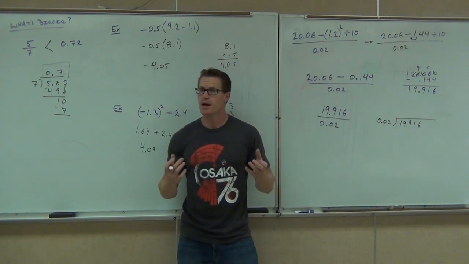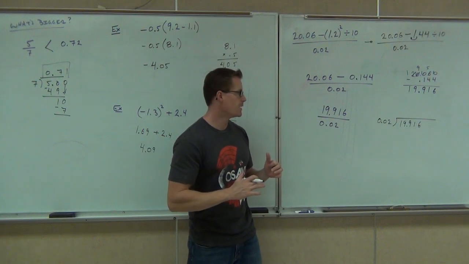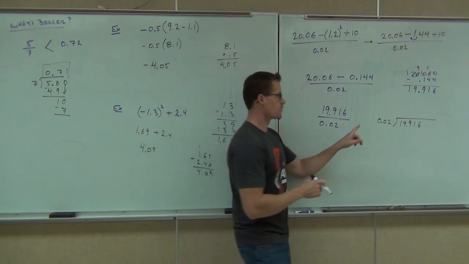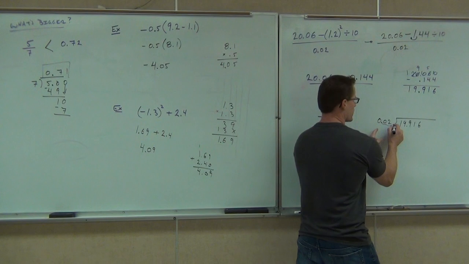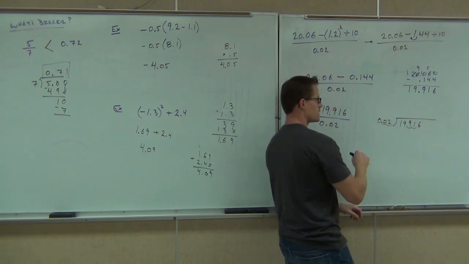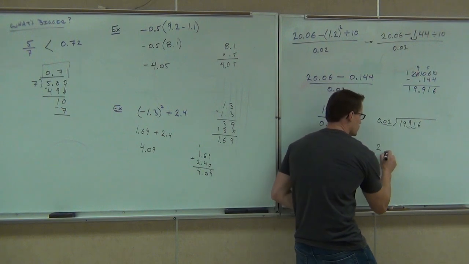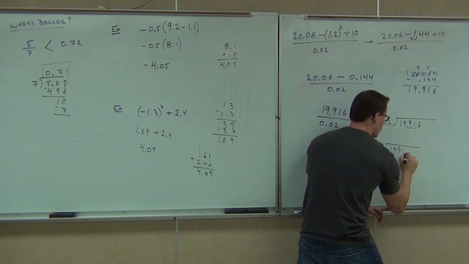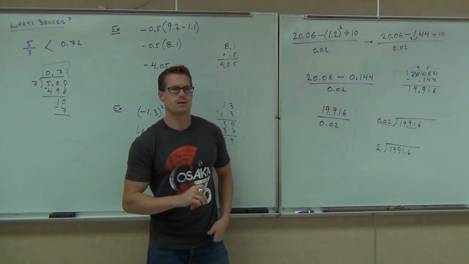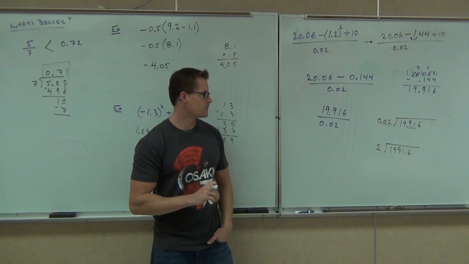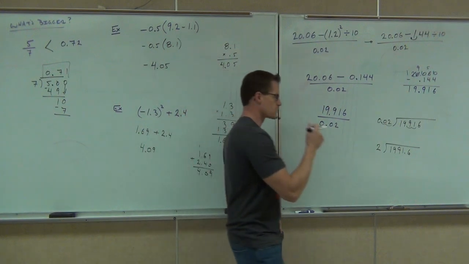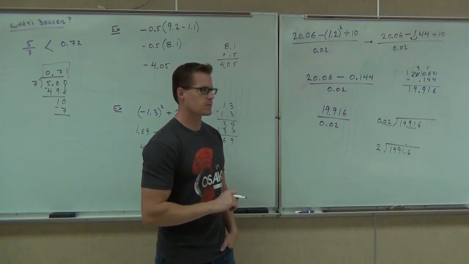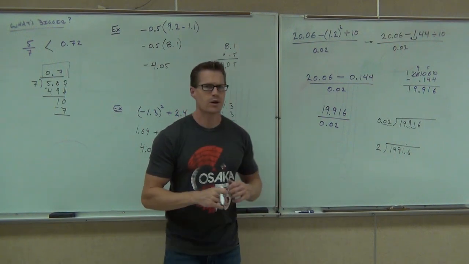Hey, we've done this already. We've done all this stuff already. Now we're just putting it all together in an order of operations type problem. Do you need to move your decimal place? Yes. How many spots? 2 or 3? Two, to the right. So this dictates what you do. Move this 2 spots to the right. So instead of 0.02, we have 2. Instead of 19.916, we have 1991.6. Then divide. Make sure our decimal place goes up here as well. Go ahead and finish that off.